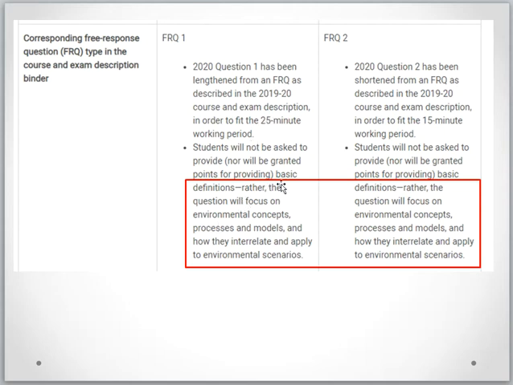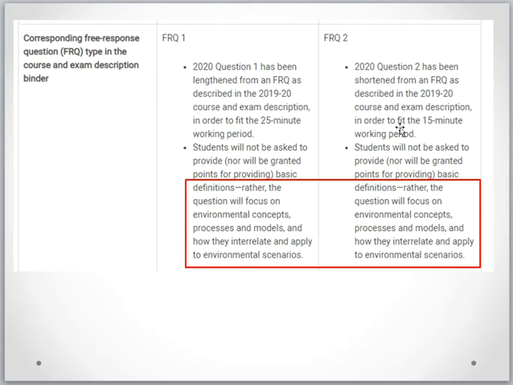Note that basic definitions are not going to be what they're looking for. Students will not be asked to provide, or be granted any points for, just basic definitions. So just defining some terms is not going to get you any points. You're going to have to focus on environmental concepts, processes, and models. That's what I'm going to try to get our focus on now as we're working through this, and how they interrelate and apply to environmental scenarios.